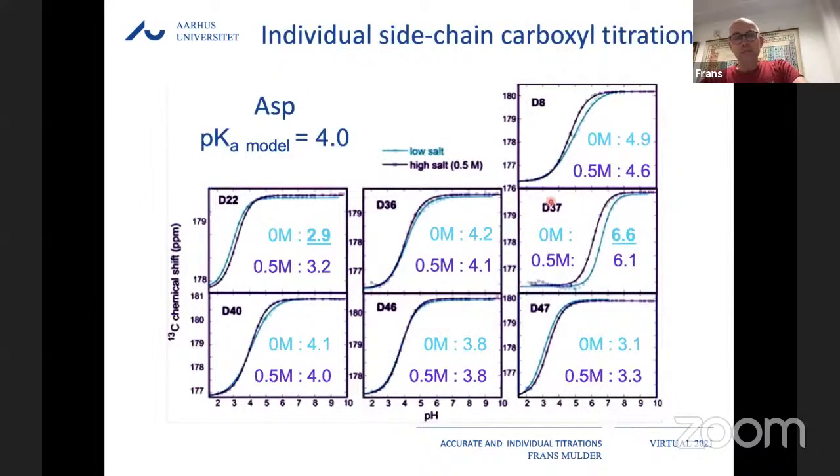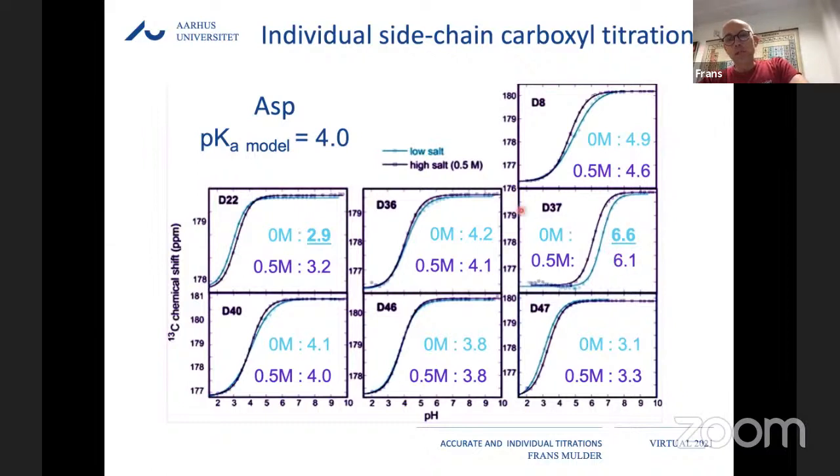Here is an example from the same experiment. In the same experiment, we observed the glutamates. We also observed the aspartates. So this is experimental data. The model pKa is around 4 for aspartate. And you see that some of these residues have a really downshifted pKa value. So they really like to become deprotonated, whereas some have a very highly upshifted pKa constant.